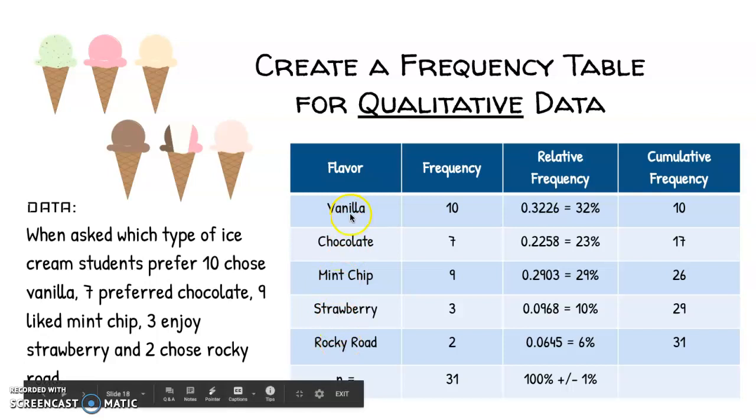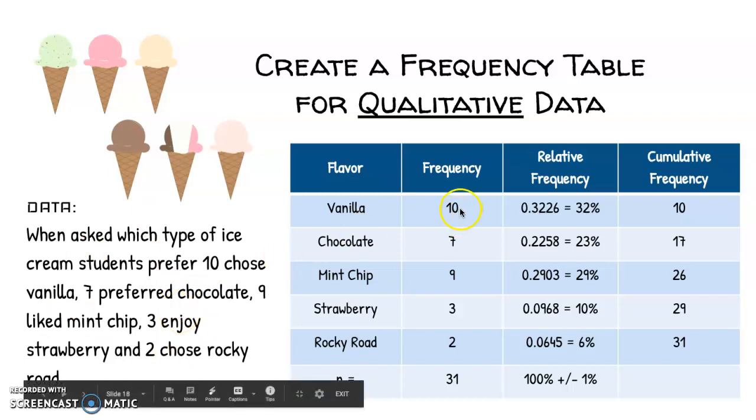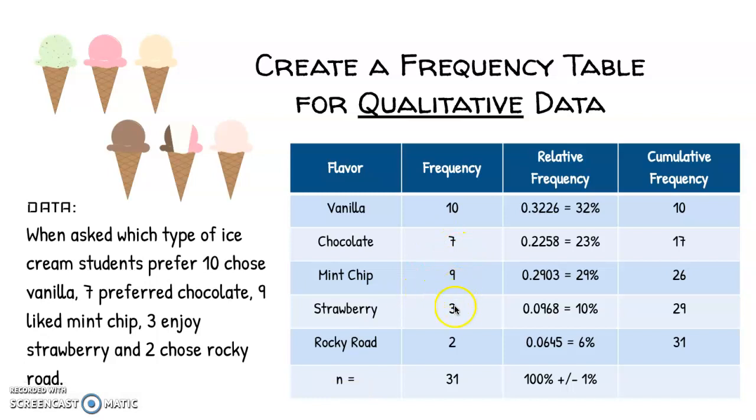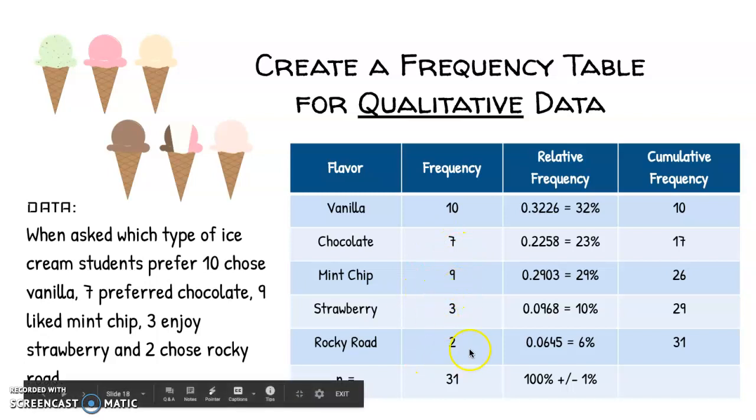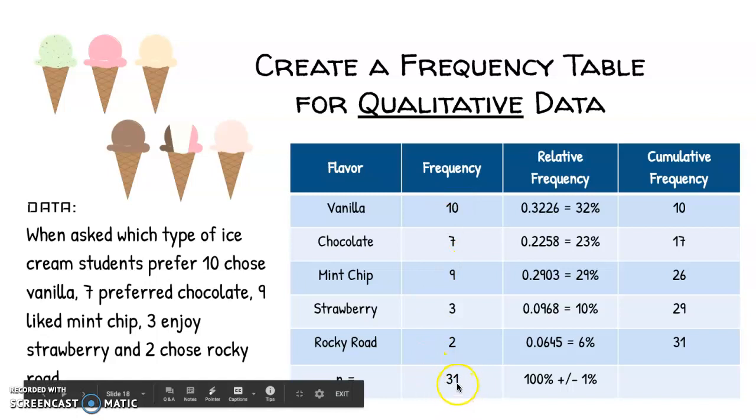These are, remember, qualitative data here. This is a quality, not a quantity. Now the frequency here is just a count. And so in the data presented to us, we have 10 vanilla, 7 chocolate chip, 9 mint chip, 3 strawberry, and 2 Rocky Road. The relative frequency is calculated by taking each of these frequencies and dividing by the total number of people in our sample.